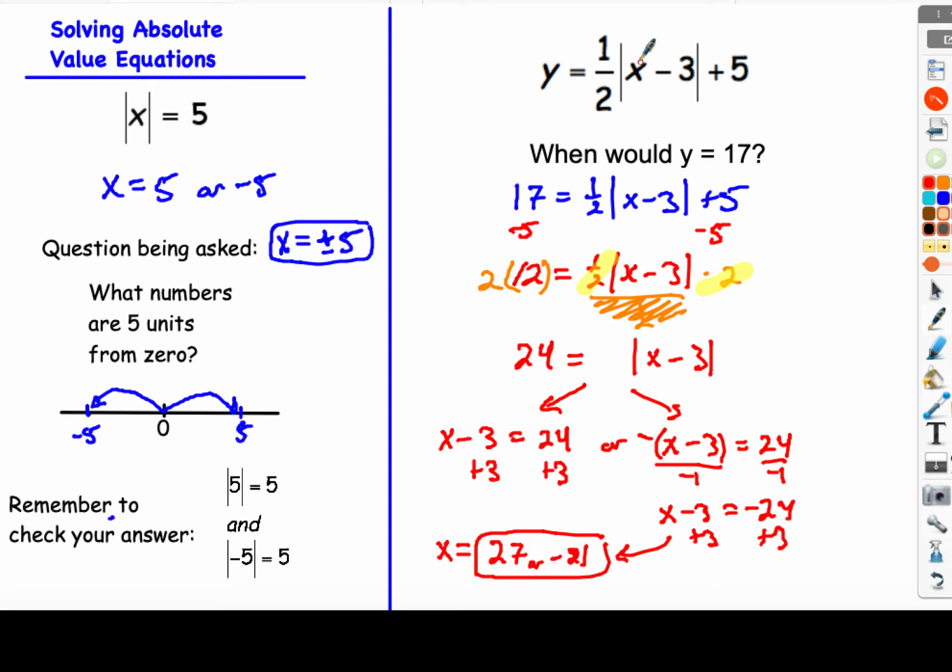Negative 21, on the other hand, negative 21 minus 3 would have been negative 24. The absolute value is 24. Cut it in half, add 5. Still equal to 17. Both of those answers are perfectly good solutions to our equation. They're the only two numbers I could plug in for x and get back 17 for a value.